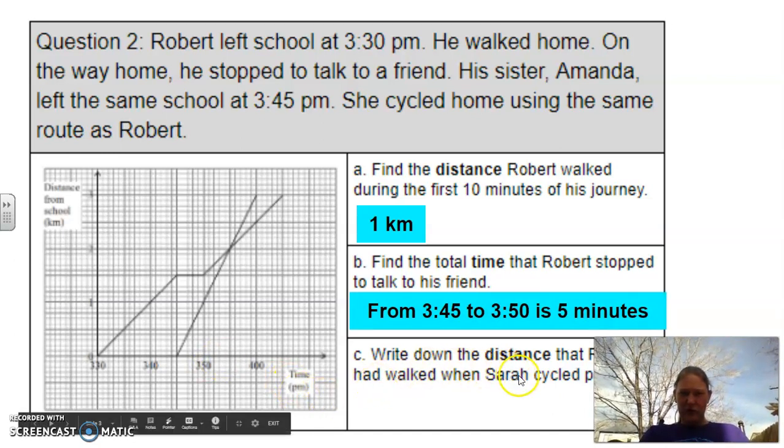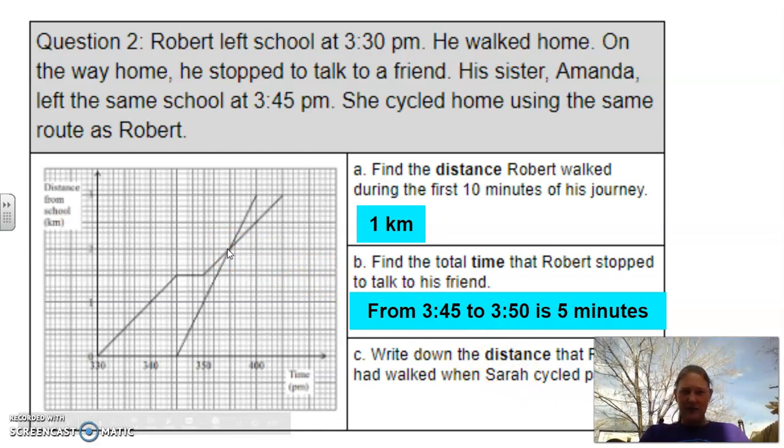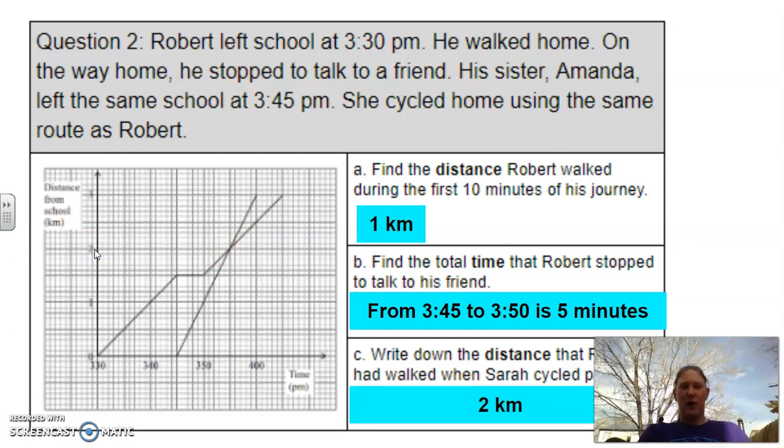Where did the two meet up? This should say Amanda, I'm sorry. Where did Amanda cycle past him? Right here, their lines cross, same spot, same time. So they must have encountered each other here. And that, if we kind of scroll over a little bit, is the 2 kilometer mark.